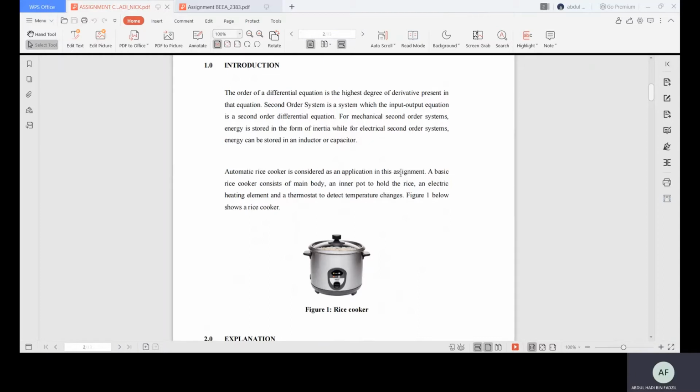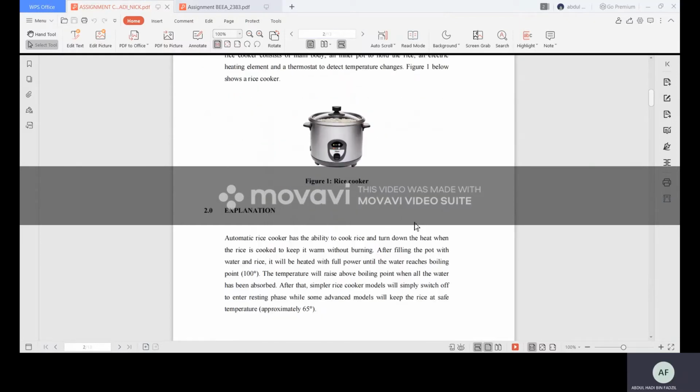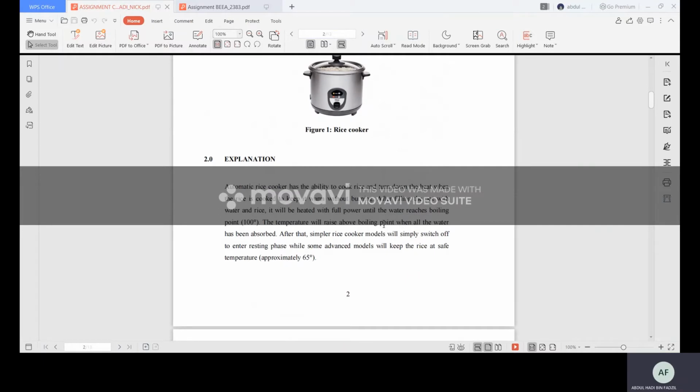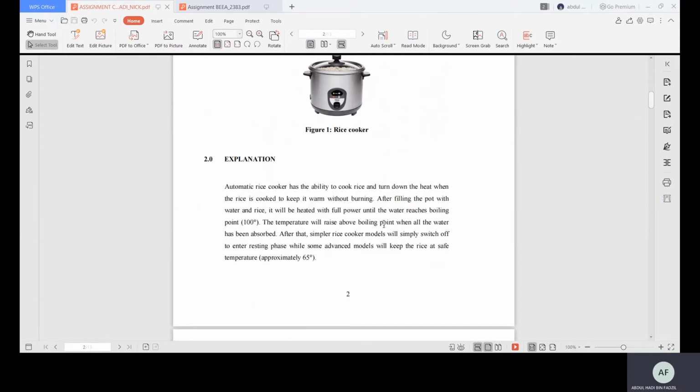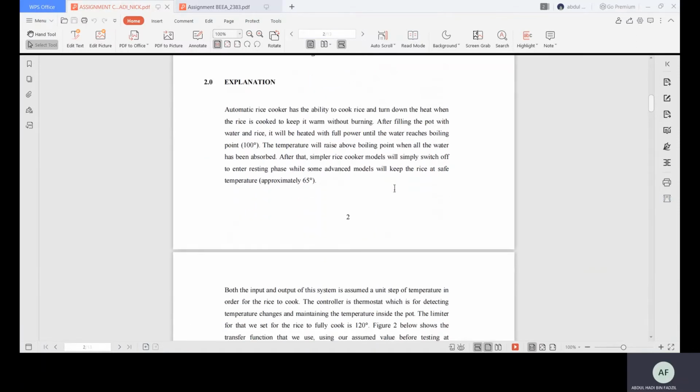A rice cooker consists of a main body and an inner pot to hold the rice and water, and also the electric heating component and a thermostat to detect the temperature changes in the rice cooker. It has the ability to cook rice and turn down the heat when the rice is fully cooked to keep it warm without burning.